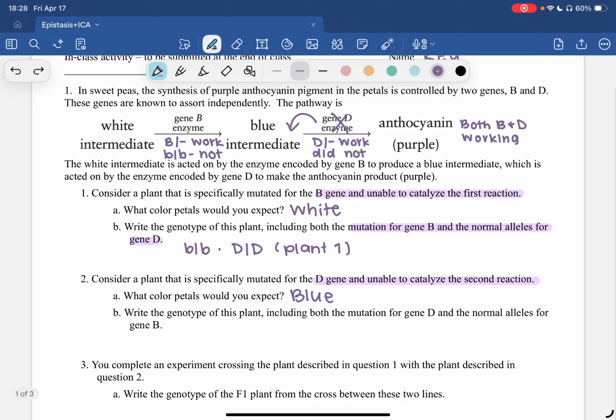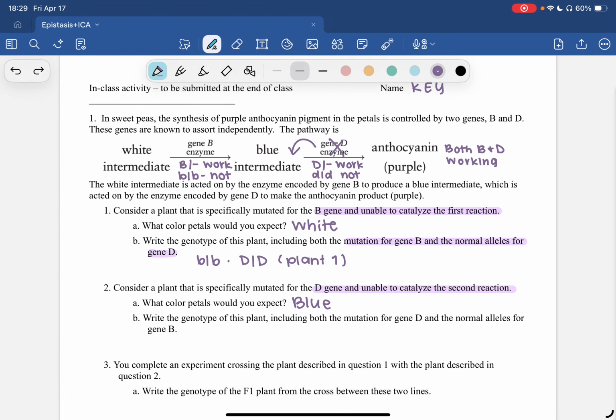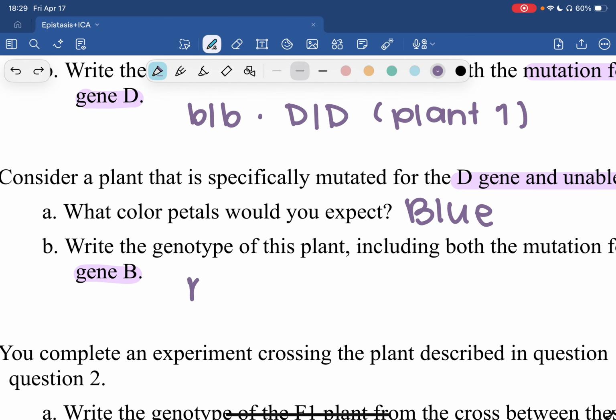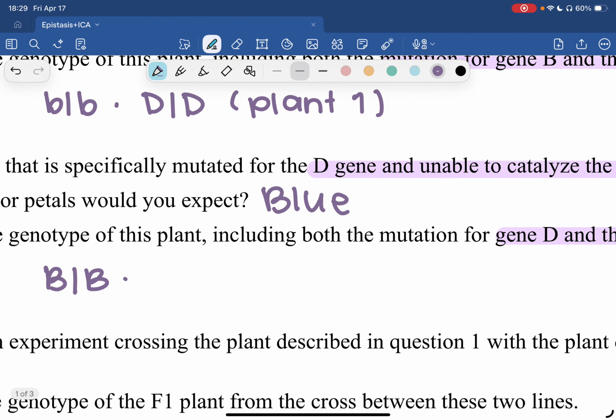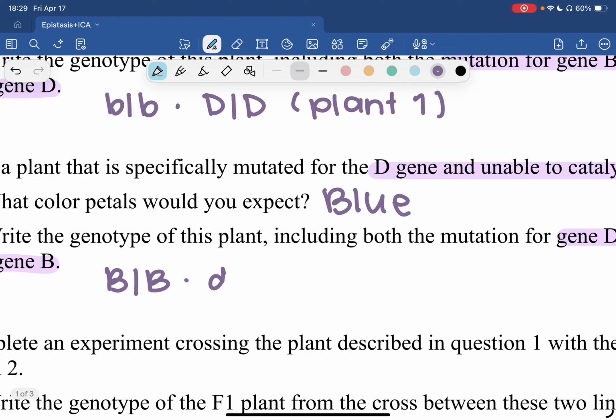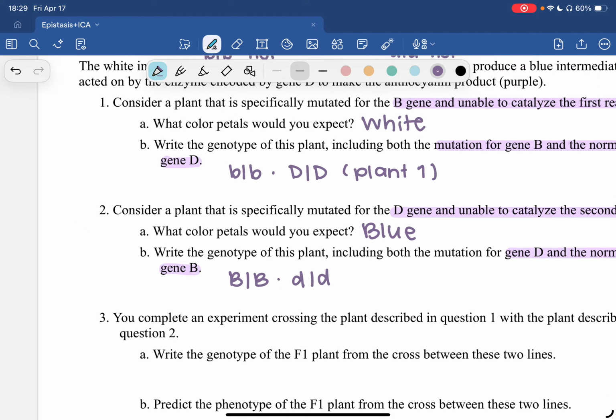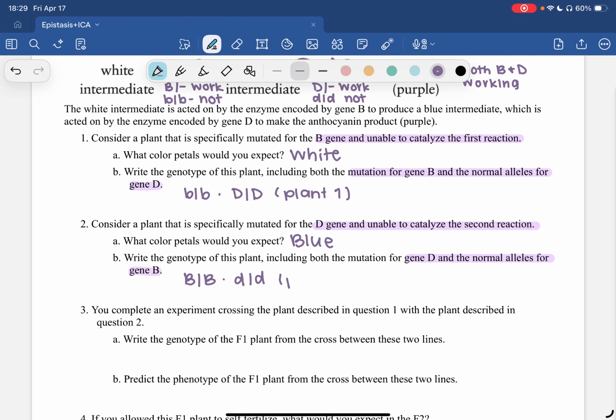Okay, and then when you're looking at the genotype for this plant, include the mutation for gene D and the normal alleles for gene B. So the normal alleles for gene B would be big B, homozygous dominant, dot, and then there's a mutation for gene D, so that would be represented as little d, or homozygous recessive. And this is plant number 2.